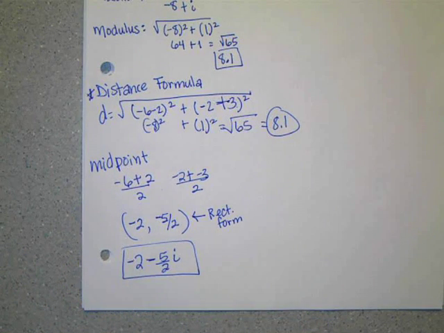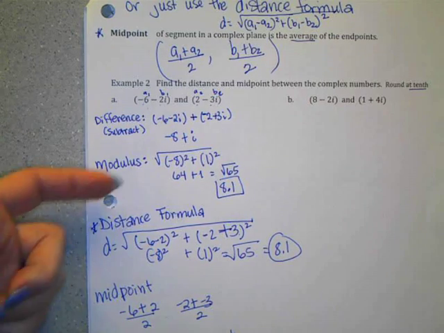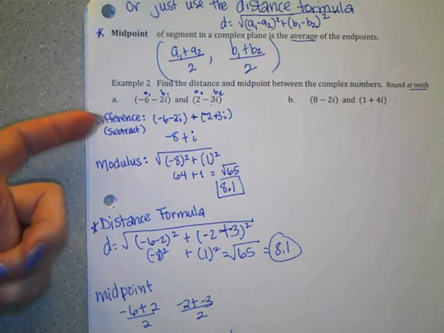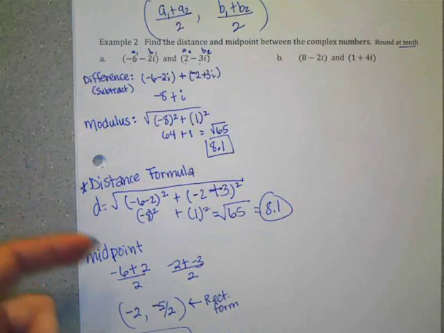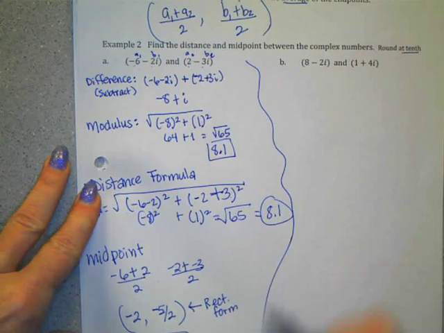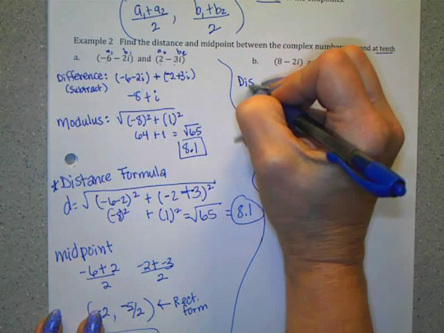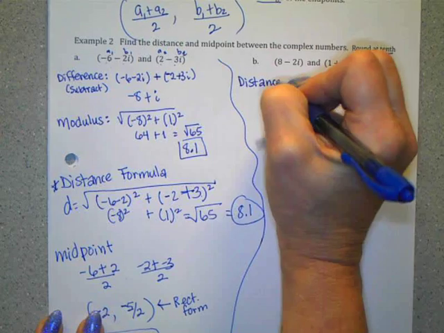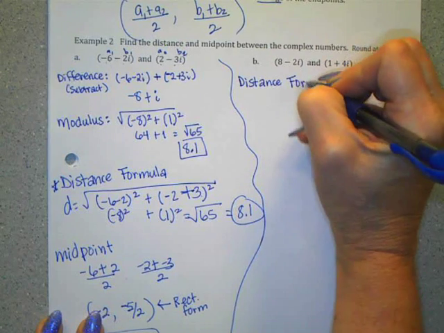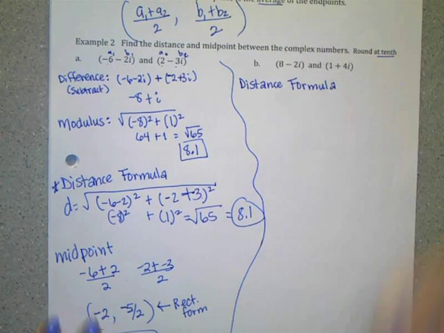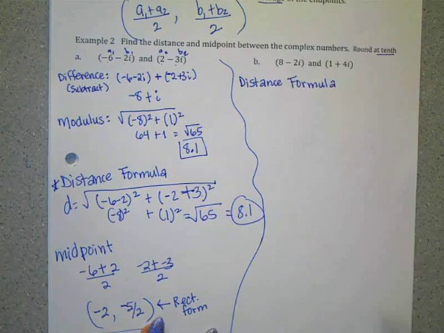All right, so that's the second and third part. We found the distance, either using distance formula or the difference of the modulus, and then the midpoint. I'm just going to draw a line. Again, I would suggest you maybe pause the video and try B by yourself, or you can follow along with me. Welcome back. Hopefully you've tried both of them and are just going to see if you got the same answer as I did. So first I'm going to use the distance formula.